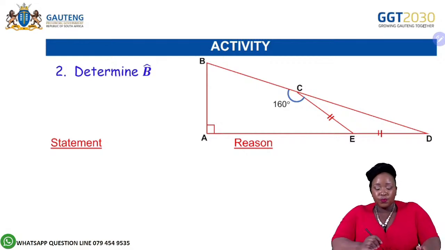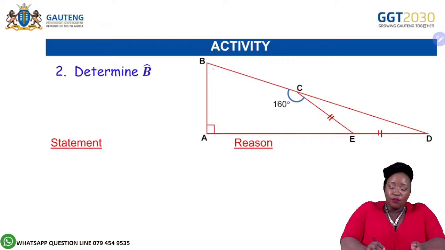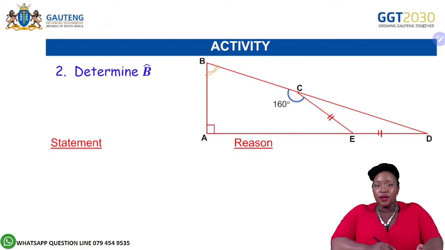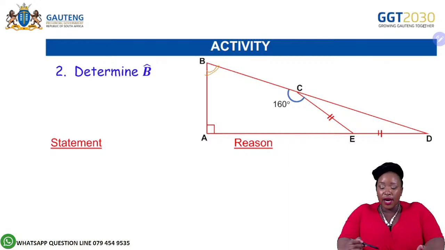So we are going to start with identifying which angle we are looking for. So here we are actually looking for this angle, angle B, right? But in order for us to have angle B, because angle B is in triangle ABD, we also need this angle, angle D. We need the angle at D.